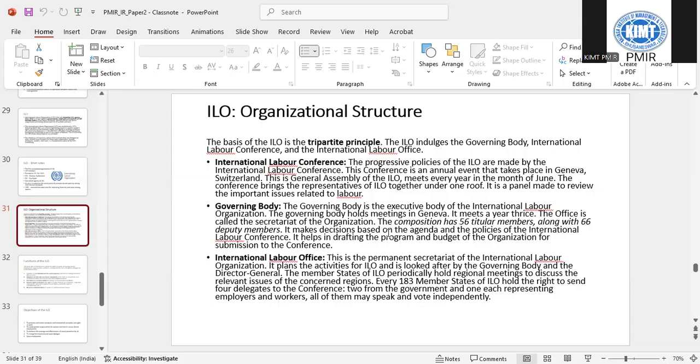If the question in the exam is what are the component key structures of ILO, then you mention these three: International Labour Conference, Governing Body, International Labour Office. These three are the main structure of ILO.